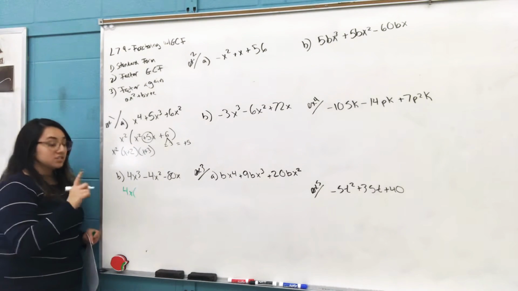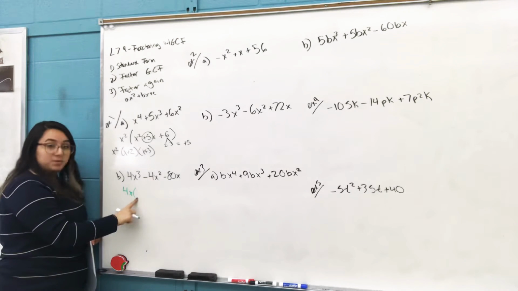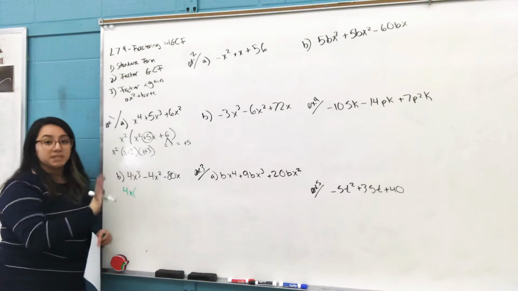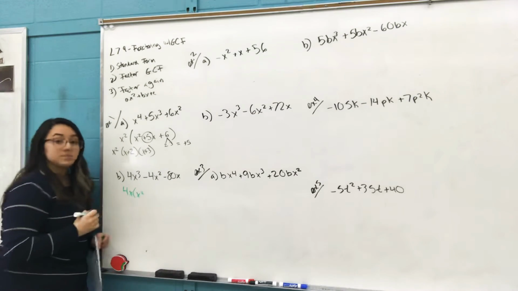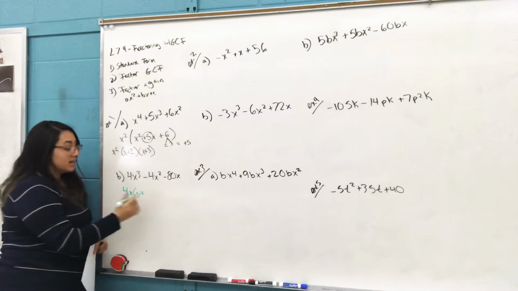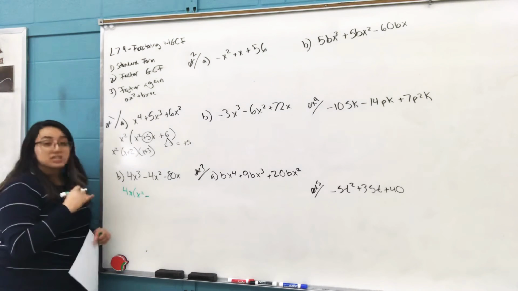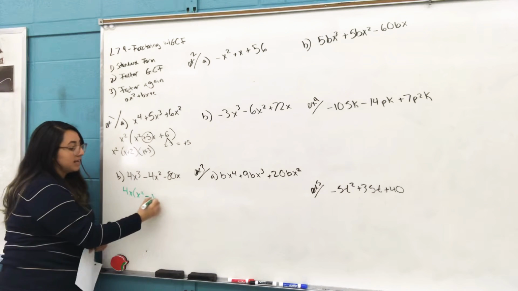Now we start dividing. Let's divide the number first. 4 divided by 4, I get a 1. I'm not going to put a 1 here. We don't really put 1s unless it's completely by itself. And 3 minus 1, we get 2. So then we get x squared. Negative 4 divided by 4, I get a negative 1, but I'm just going to leave it as a negative for now. And then 2 minus 1, I have an x.